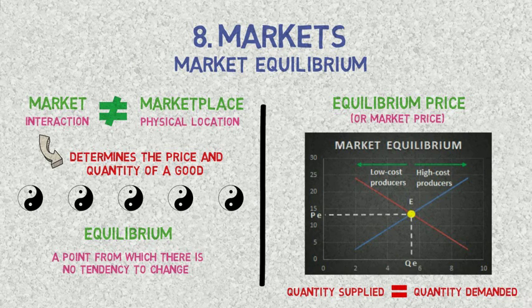Any point other than the point E is a disequilibrium point and therefore unsatisfactory to either buyers or sellers, or both. In disequilibrium, freely operating market forces come into play to cause the market to move toward the equilibrium point E. It is possible to distinguish two kinds of producers. The low-cost producers are located to the left of point E, where the supply curve is low, and high-cost producers are located to the right of the point E, at higher prices.